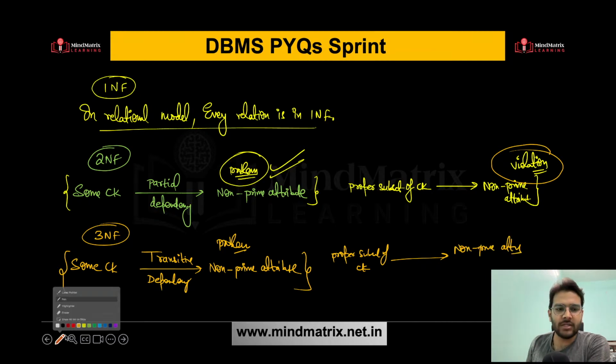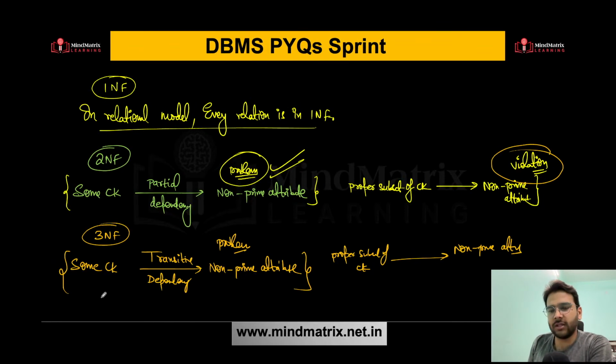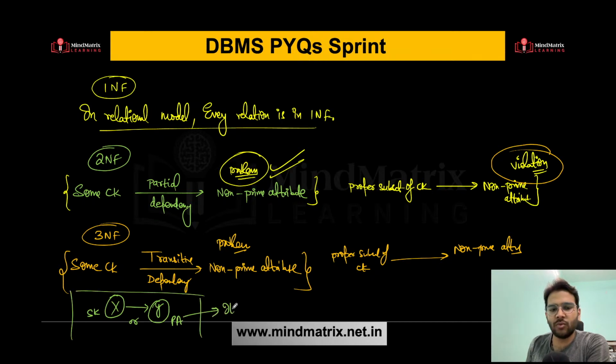Or in simple ways, this is how you can check, I'm telling you the other way also. If I have X determines Y, either X has to be a super key or Y has to be a prime attribute. If this is the case, then it is in 2NF, it is in 3NF. So I'm just giving you a summary of everything. If X is a super key or Y is a prime attribute, then it is in 3NF.